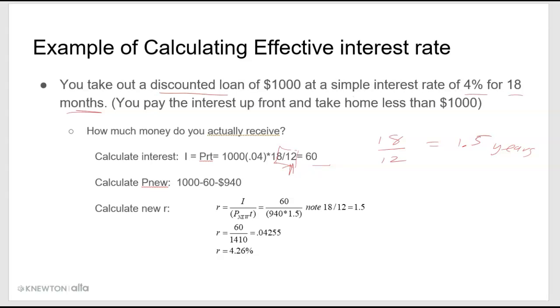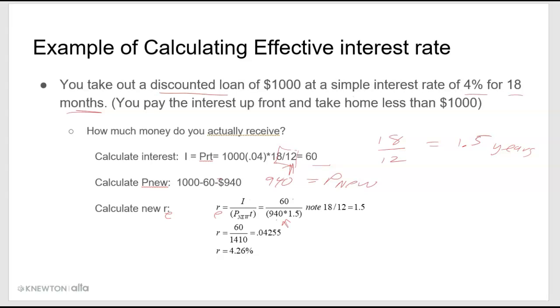So you leave that $60 behind when you take the loan home. And this should be an equal sign. This equals $940. So $940 is really the amount you took home. I'm calling that P new here. So if I want to know the effective rate, your book calls this RE, I take the amount of the interest, which was 60, and I divide by 940 times 1.5.